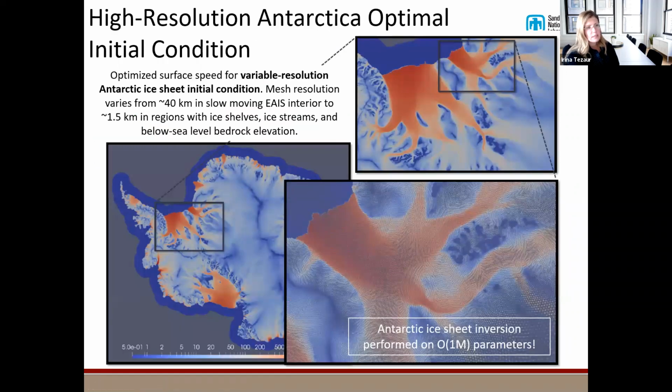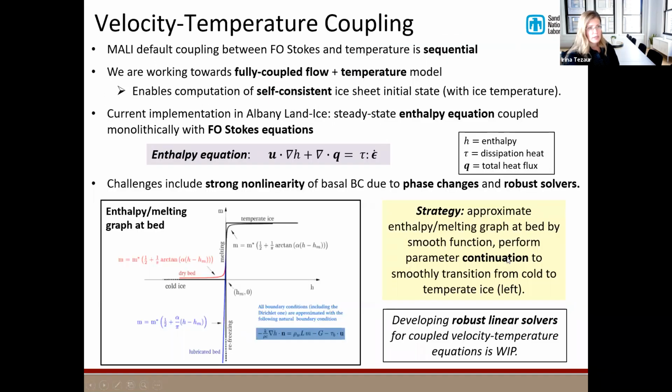And this inversion is the real deal. So we routinely use this for realistic initial conditions for some production type of runs. We've done this on about 1 million parameters, I think, was the largest problem.